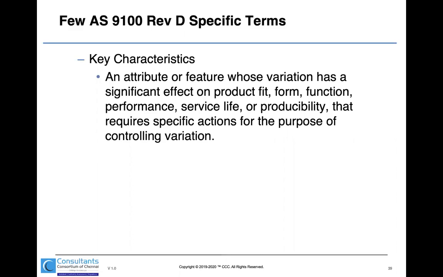Again, that's a guideline, but the organization can consider. Again, this is also something we have to reach out and ask our customer. In this part, is there any key characteristic? So this is another term which is used in this particular standard: critical item, key characteristics.